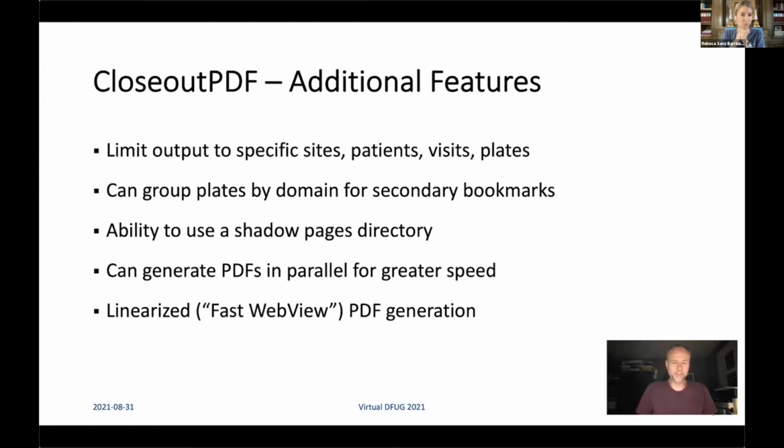So most servers will have multi-core machines or multi-core processors in them these days. Some of them have 32 cores on them. So in this case, you can run the Closeout PDF generator on multiple cores at the same time, greatly speeding up the generation. So when you've got thousands of patients that you have to generate these for, that can make a significant difference in the amount of time it takes. Having said that, most of the PDFs can be generated in a few seconds.